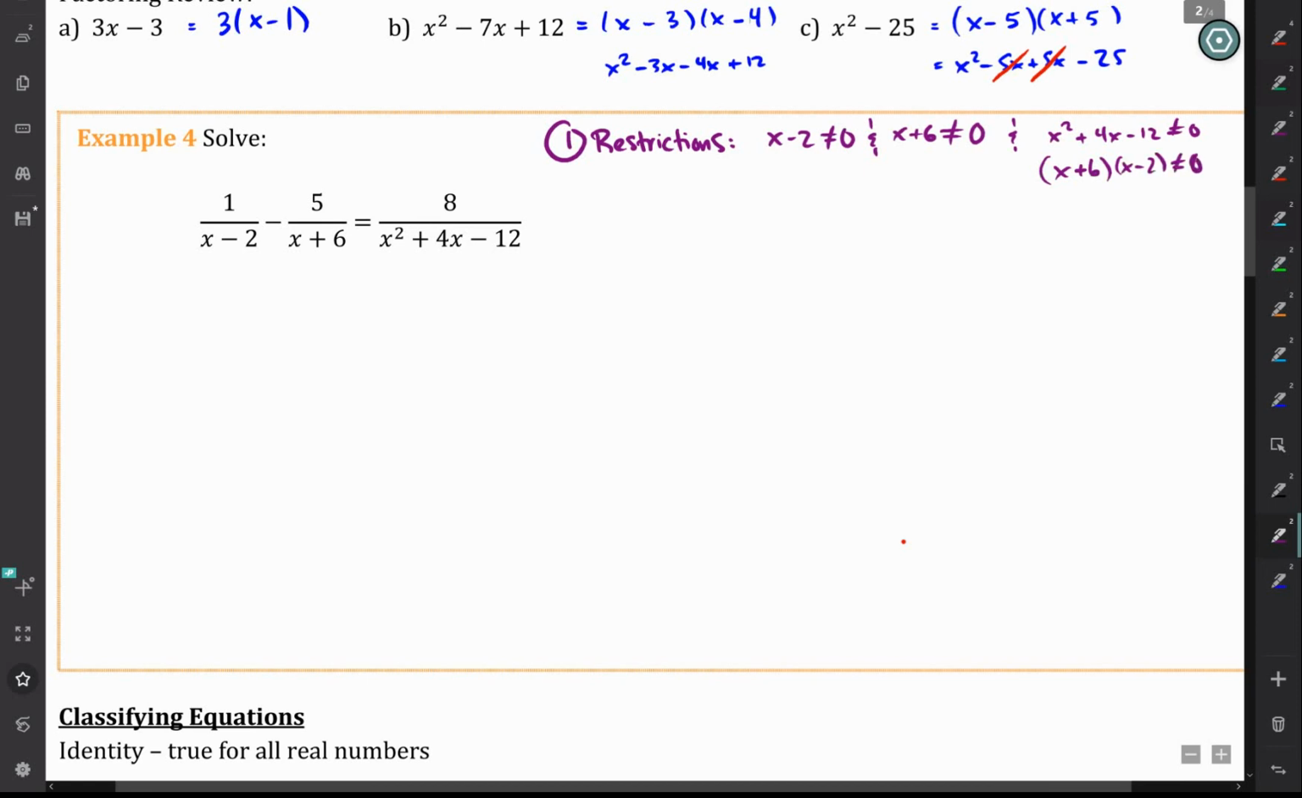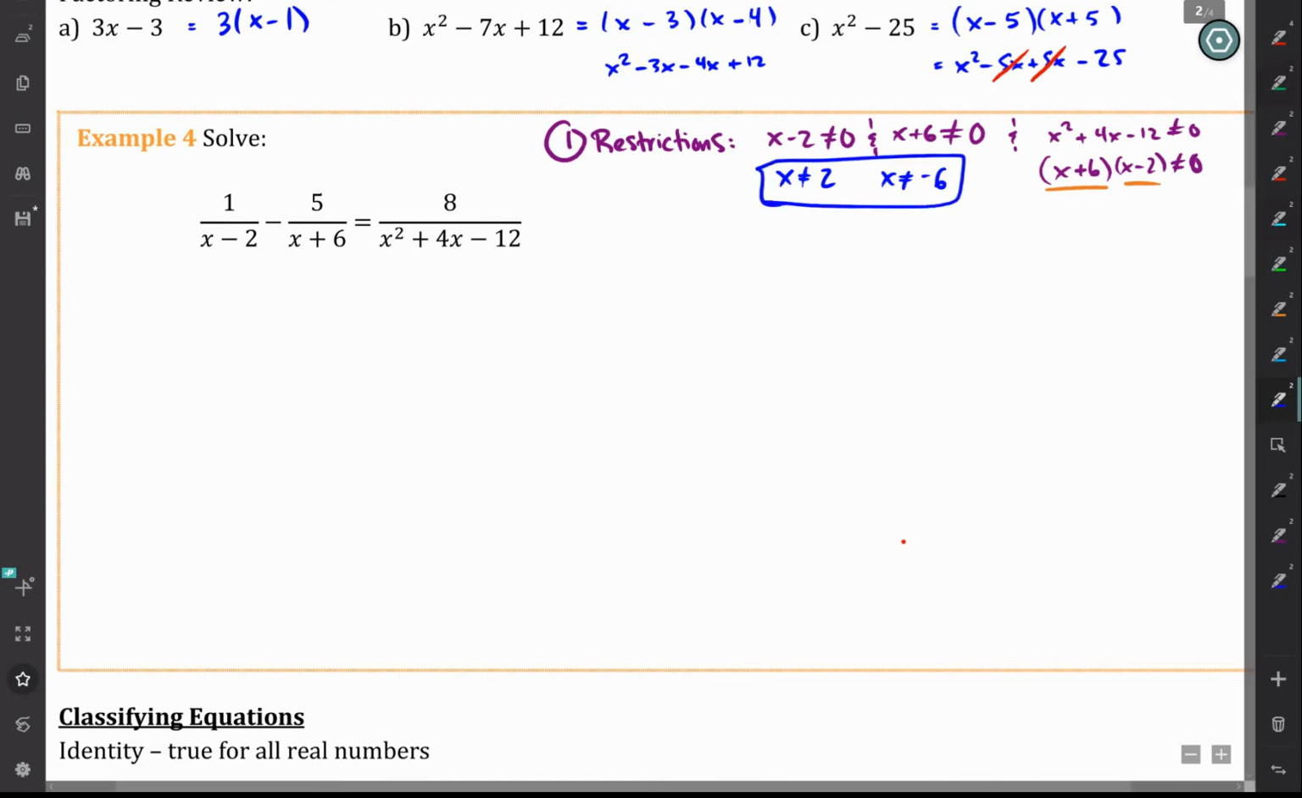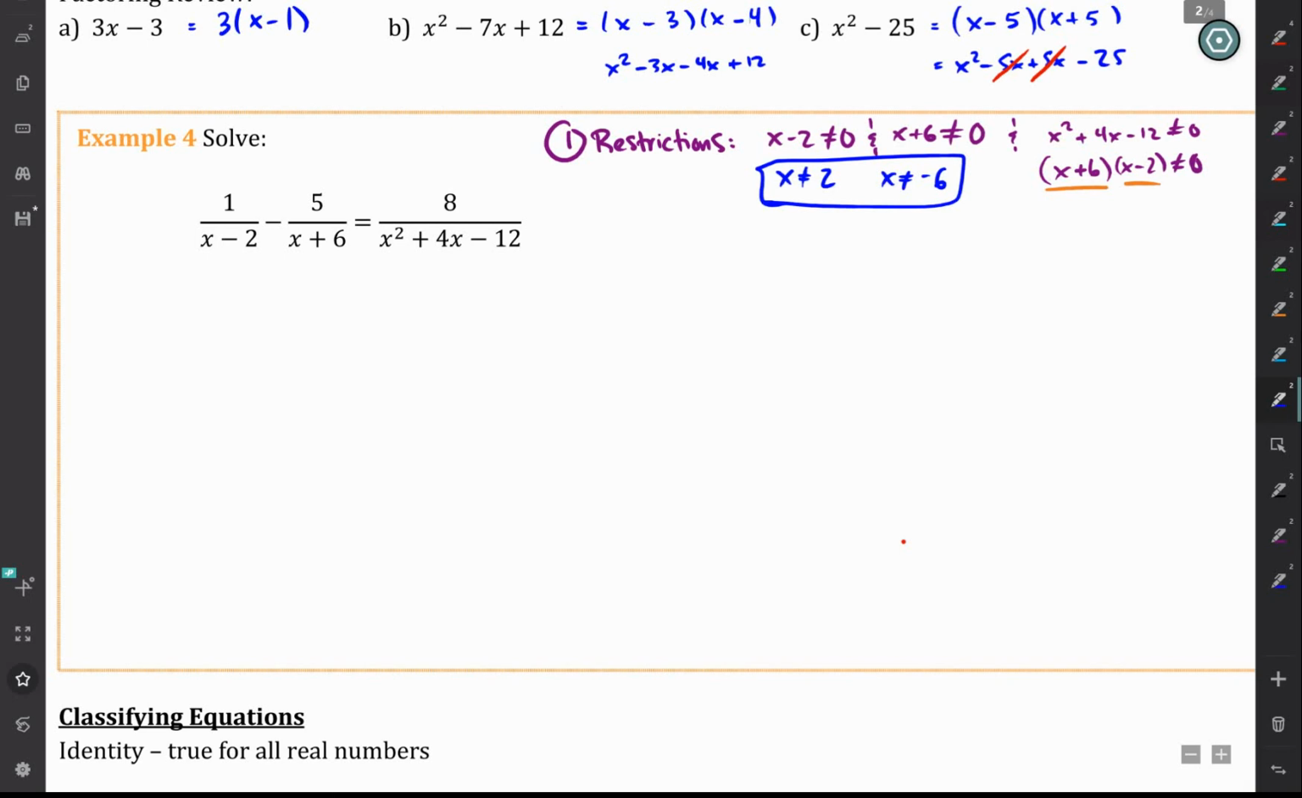And we're saying that that can't equal 0. So both of these factors on the right here are already taken care of by the fact that x cannot equal 2 and x cannot equal negative 6. Okay? So those are the restrictions. x minus 2 cannot equal 0, which means x can't equal 2. x plus 6 cannot equal 0, which means x cannot be negative 6.